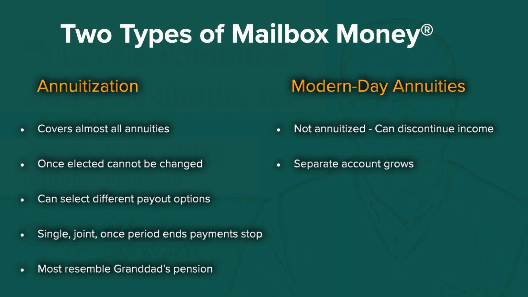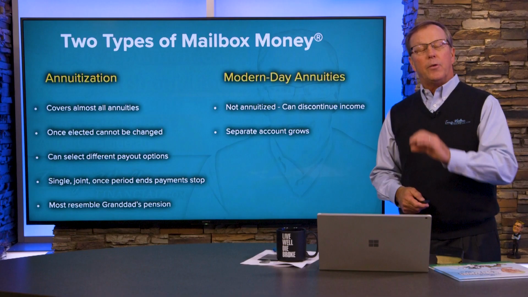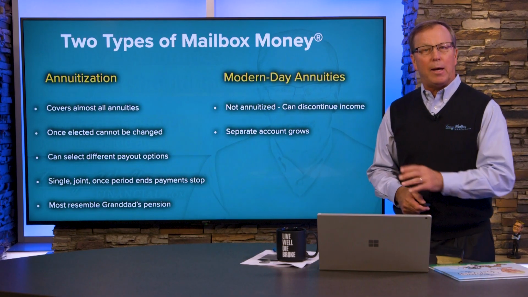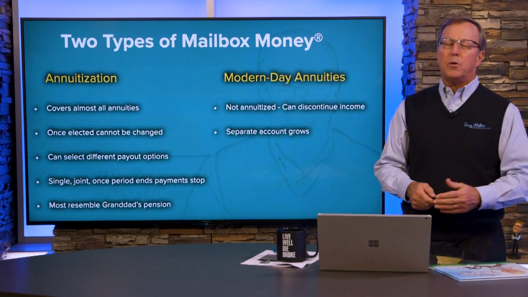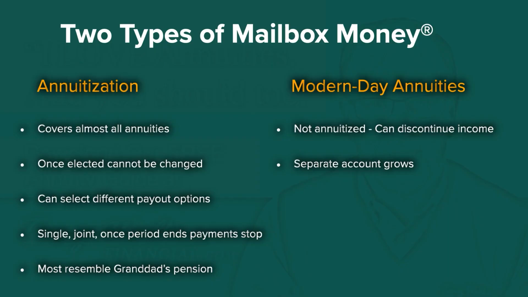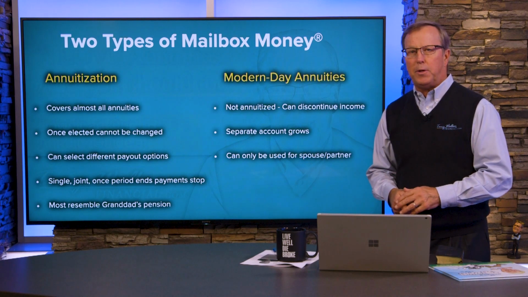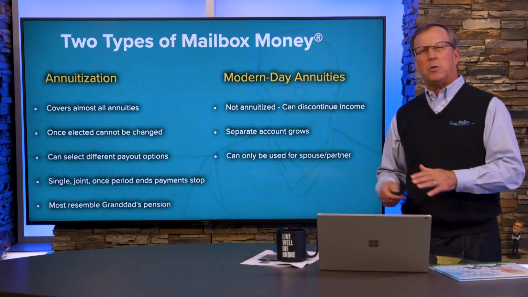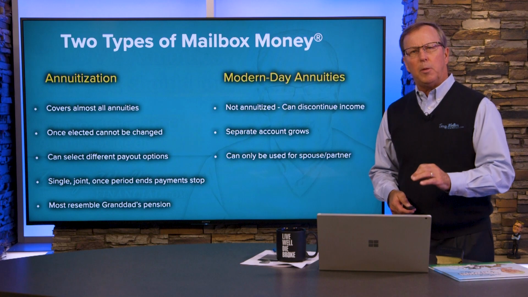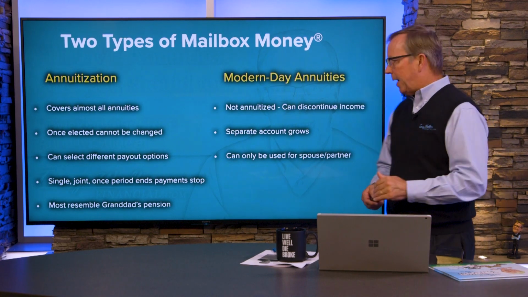Well, basically, there's going to be two separate accounts. There's going to be something called the income value, which we'll show you in a minute, and then there's something called the contract value. So it's a little different than annuitization. Now, this can be used when you set up mailbox money for either you or your spouse, okay? Those are the only two beneficiaries. You can't get into period certains and benefits for kids. It's only going to be elected for either you or your spouse, okay?